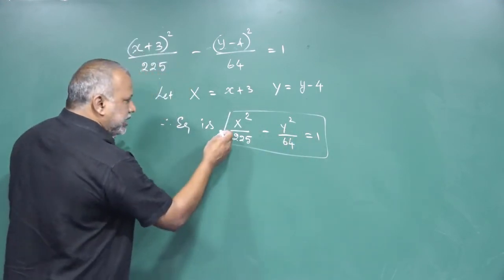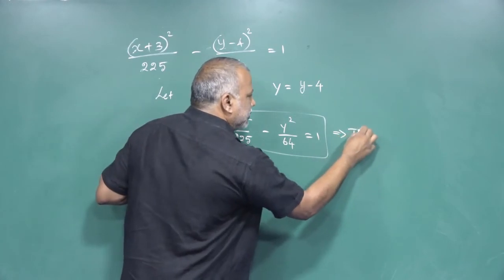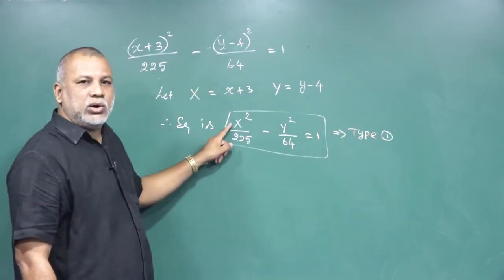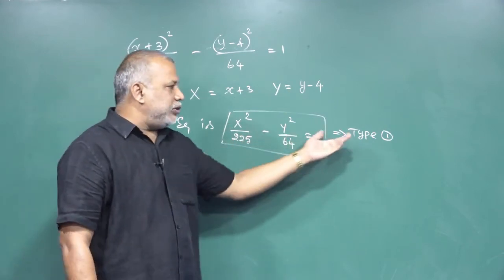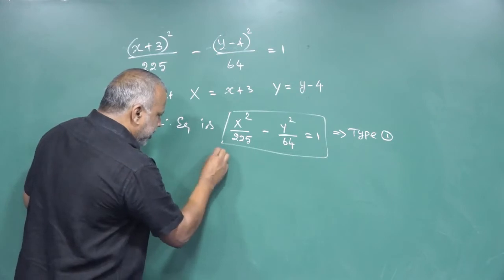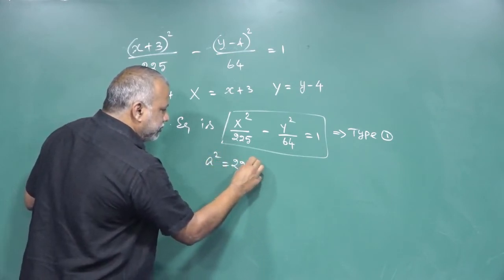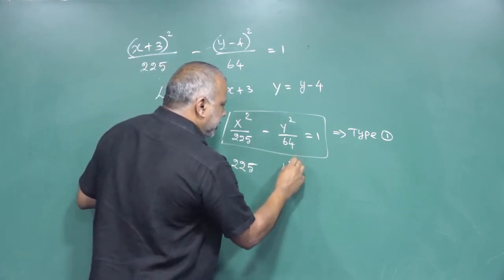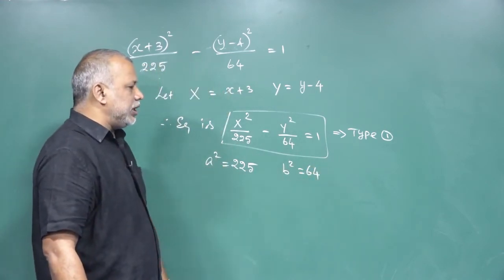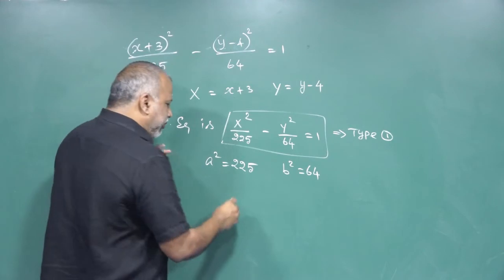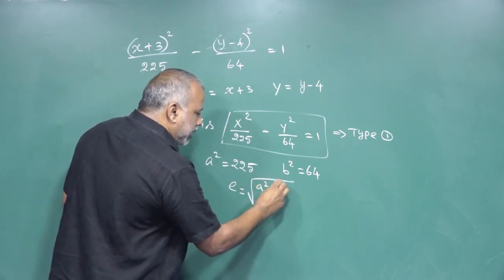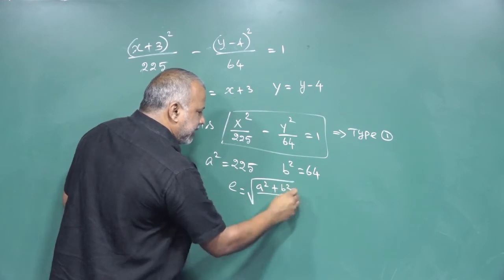Now we are able to say it is type number 1. The given hyperbola belongs to type number 1. The reason is it starts with X squared. Therefore, we are able to say the transverse axis is along the x axis. Now, a squared equal to 225, b squared equal to 64. We need to find e. What is the formula to find e? Square root of (a squared plus b squared) divided by a squared.